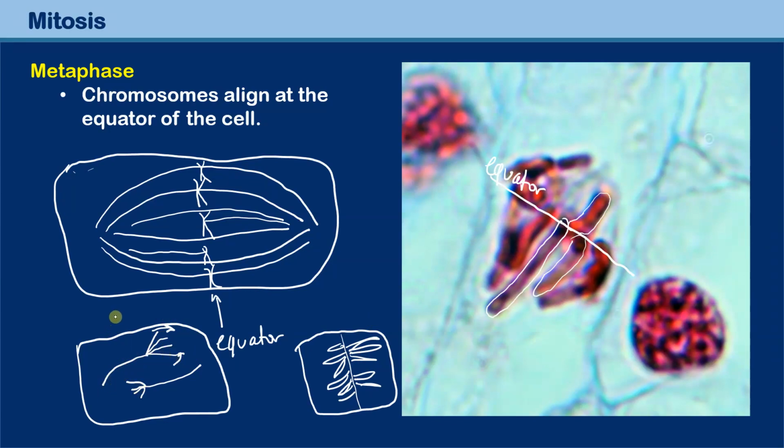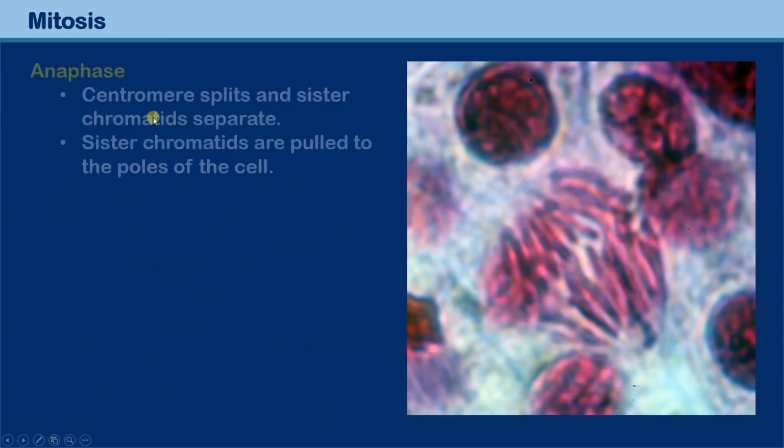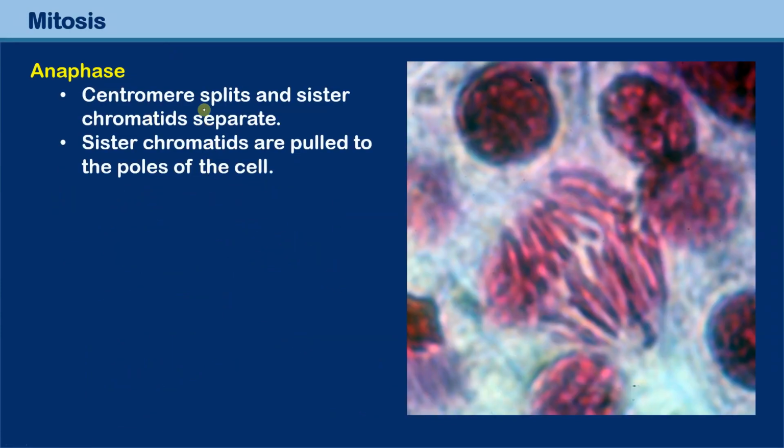What is the point of this? The point is we want to create a form of symmetry, because the two daughter cells that form have to be the same, and therefore we have to make sure that the left side and the right side basically are the same. But if the chromosomes are scattered randomly throughout the cell, we do not have the symmetry. So we move on now to the next stage, and the next stage is anaphase. And in anaphase, the centromere splits and the sister chromatids separate.